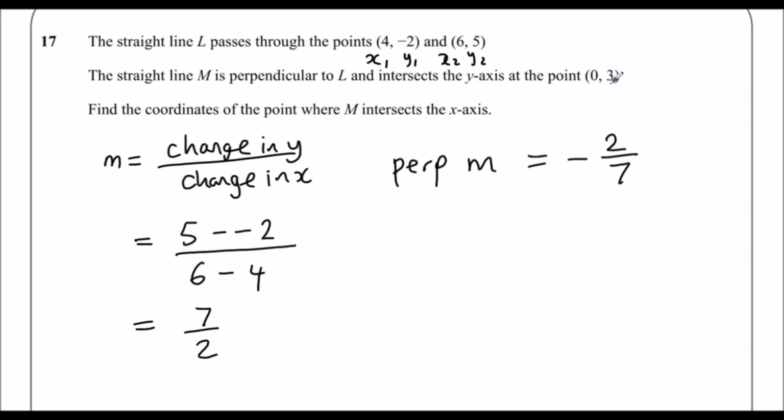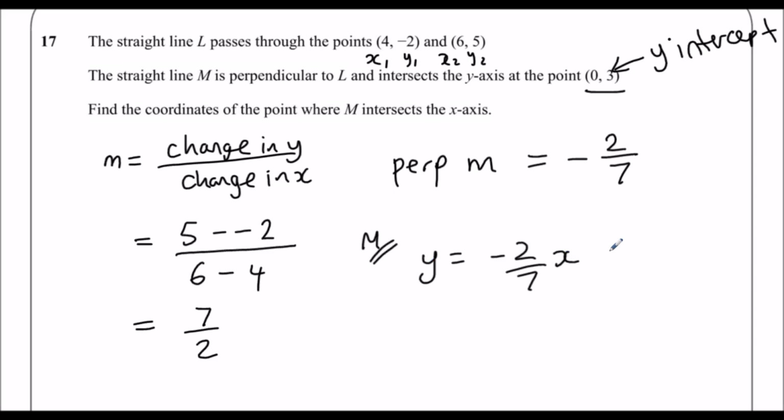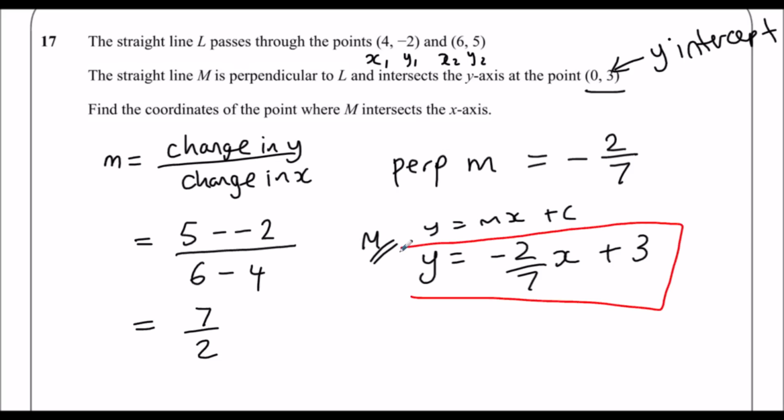And it intersects the y-axis at 0, 3. So 3 is the y-intercept. So we can say the equation of M is y equals minus 2/7 x plus 3. y equals mx plus c, where m is the gradient and c is the y-intercept. So the equation is y equals minus 2/7 x plus 3. We need to know where it intersects the x-axis. We've got its equation now.